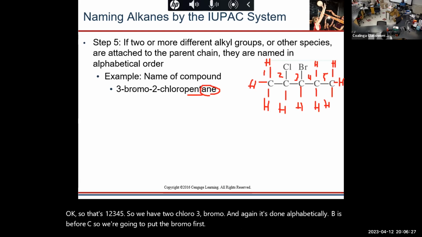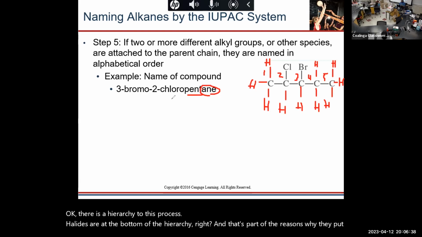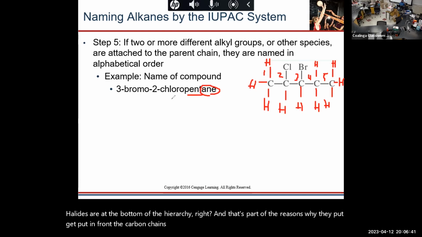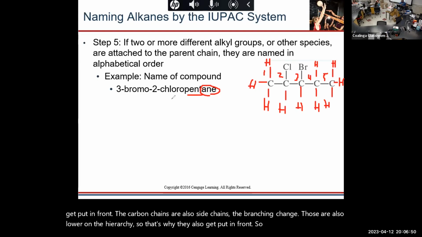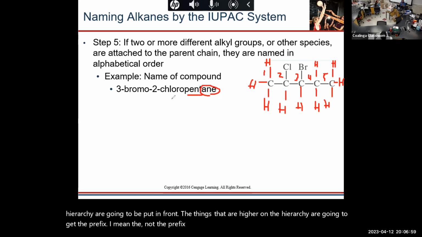Now there is a hierarchy to this process. Halides are at the bottom of the hierarchy, and that's part of the reason why they get put in front. The carbon chains, the side chains or branching chains, are also lower on the hierarchy, so they also get put in front. Things that are lower on the hierarchy are put in front. The things that are higher on the hierarchy get the suffix, the last name.